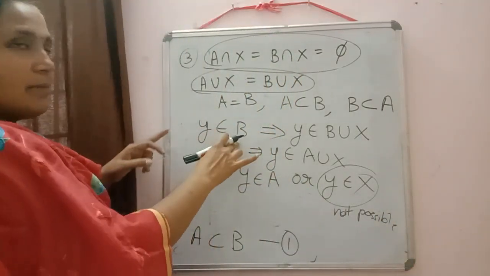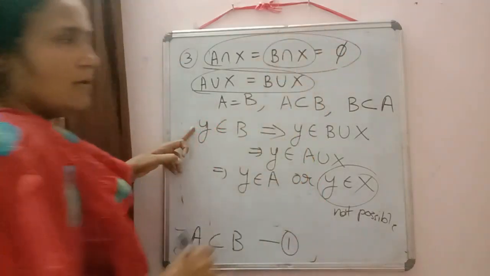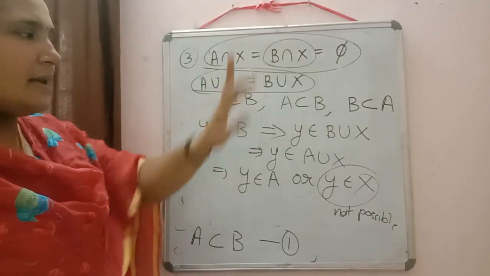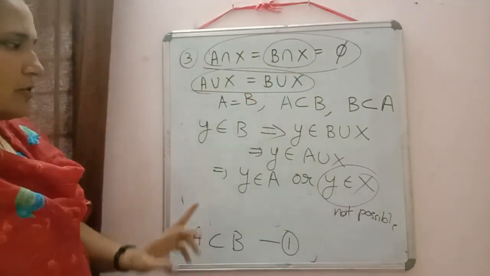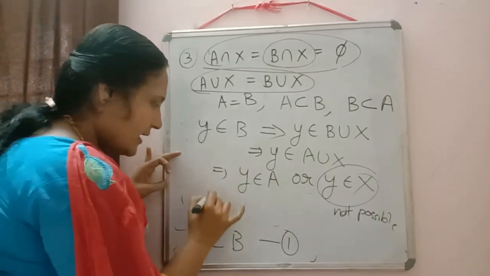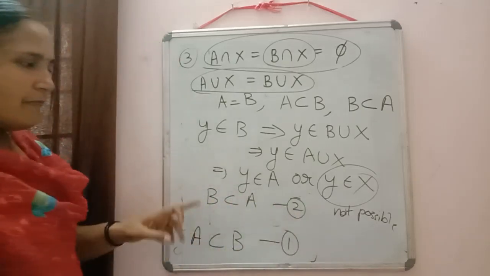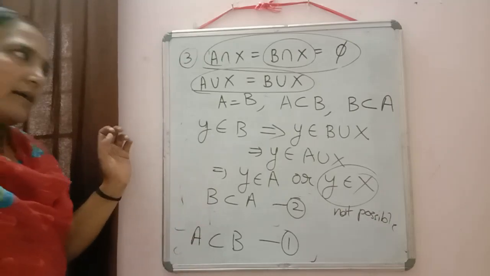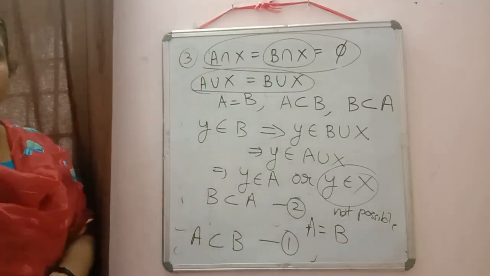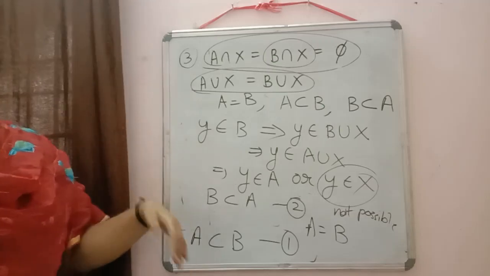Because we have taken y belongs to B. And already it is given B intersection X is equal to empty set. There is no element which is common in B and X. So this condition is not possible. So only this is the possibility. y belongs to A. So again we can say B is a subset of A. Make it 2. So from 1 and 2, what we can say? Yes, we can say the set A equal to set B. Written? Okay.